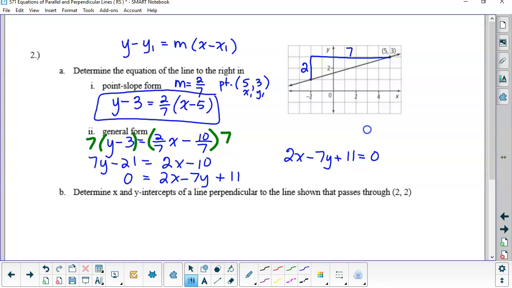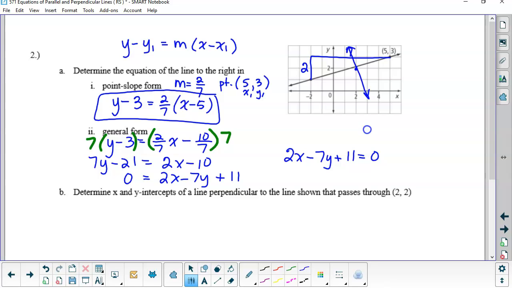Then part B says determine x and y intercepts of a line perpendicular to the line shown that passes through 2, 2. So 2, 2 is here. Okay. It's got to be perpendicular. So perpendicular would be, I don't know, something like, probably like that. So we have to find the exact x and y intercepts. We need to come up with the equation of it.